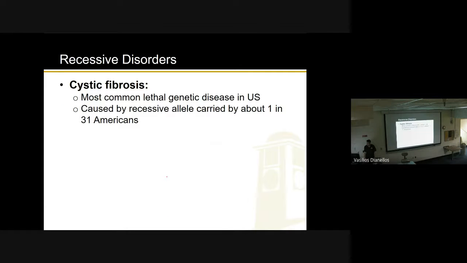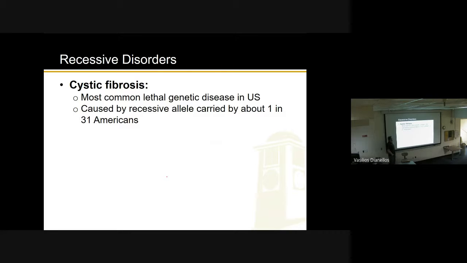Nah, we'll skip that. Cystic fibrosis is one example. It is the most common lethal genetic disease in the United States. That's probably why your book included it. And even though it is the most common lethal genetic disease in the United States, I'm not going to ask you anything about it on the exam. This is just an example. But we'll talk about it anyway.